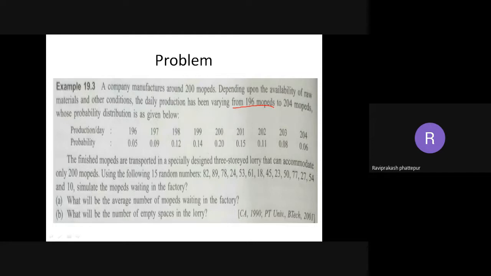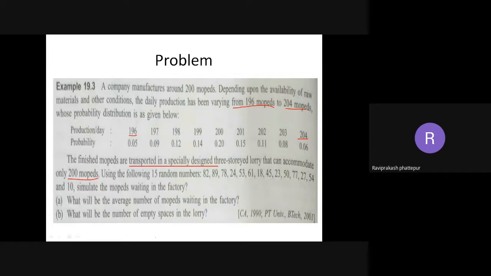The production is varying from 196 to 204 mopeds, whose probability distribution is given below. So from 196 to 204, they have given the probability, that is 0.05, 0.09, 0.12, 0.14, 0.20, and so on to 0.06. So the probability is given. Then what is asked? The finished mopeds are transported. So here is the transportation problem. The finished mopeds are transported in a specially designed storage lorry that can accommodate only 200 mopeds. So this is important. So the lorry can take 200 mopeds.